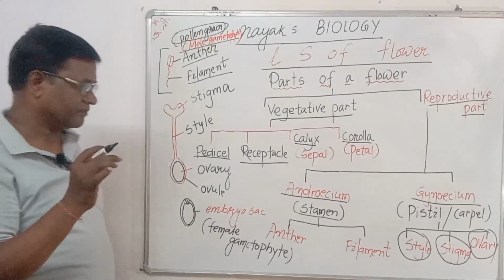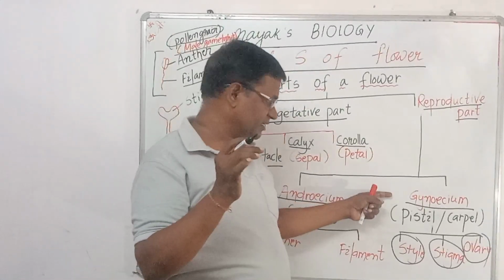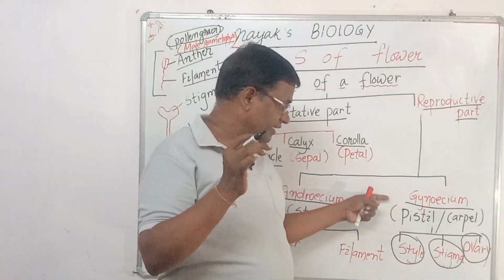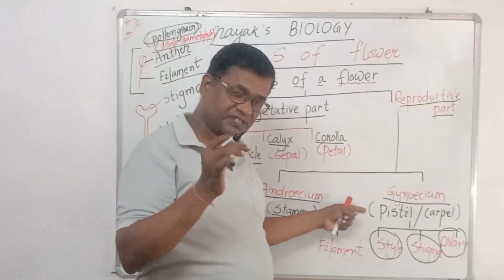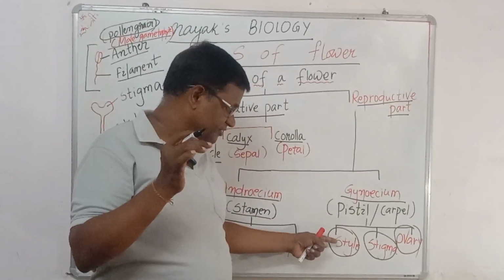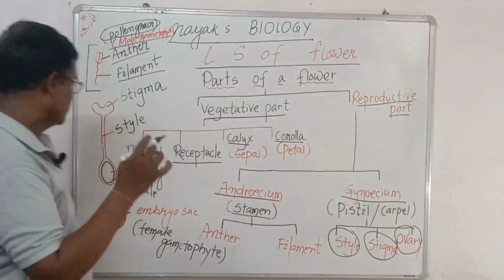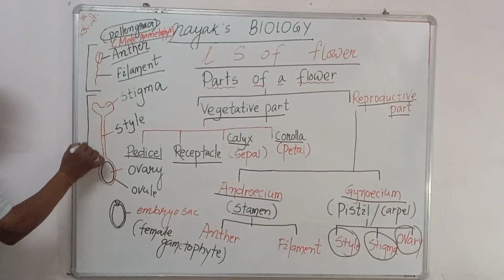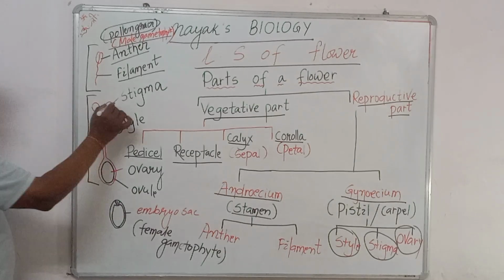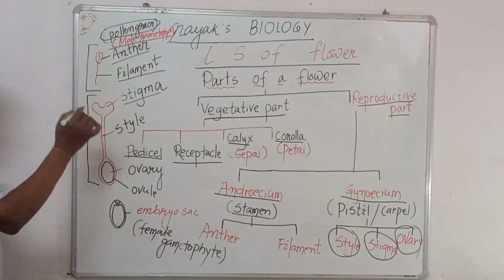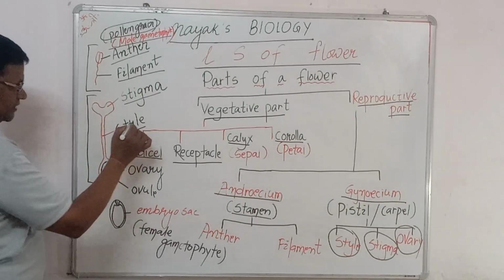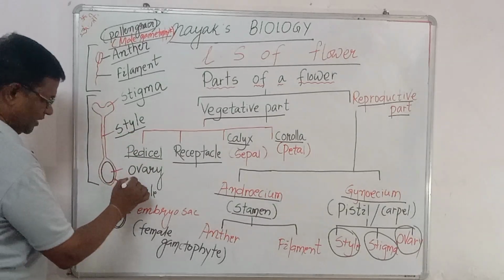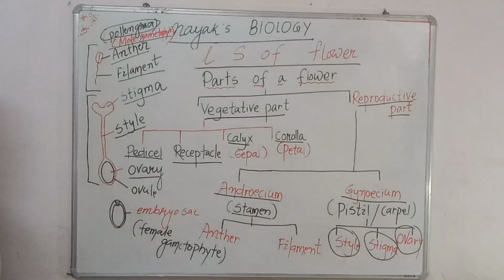Now come to the female sex organ. The female sex organ is the gynoecium, and it consists of the pistil or carpel with the style, stigma, and ovary. What is this? See this diagram. Here the top portion is called the stigma, the portion below it is called the style, and the bottom portion is called the ovary.